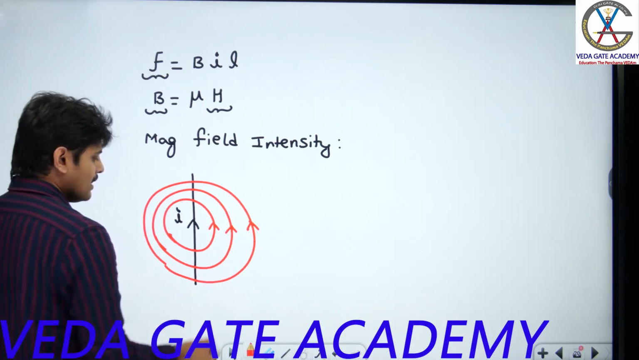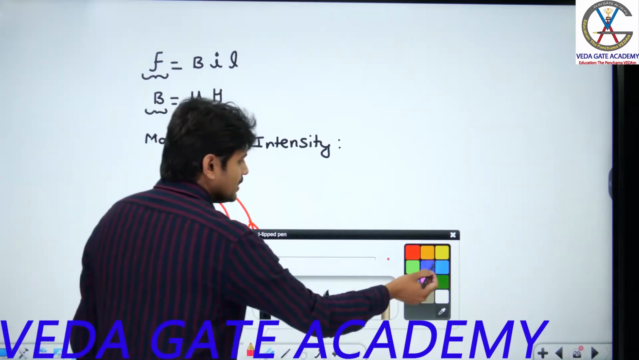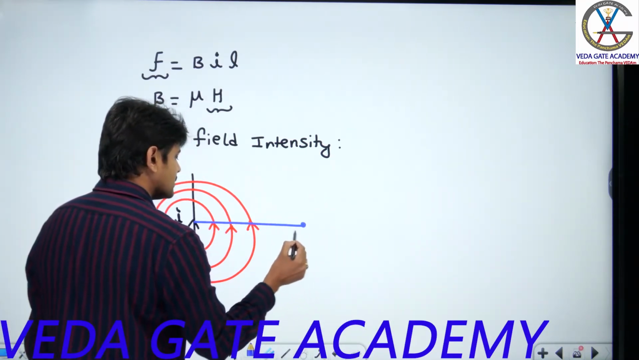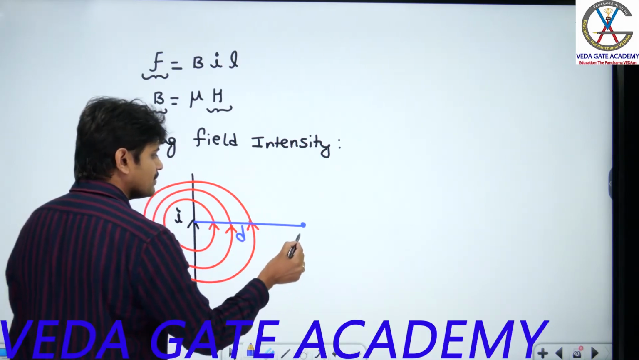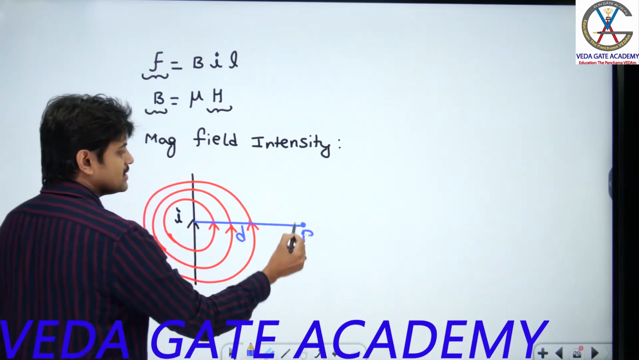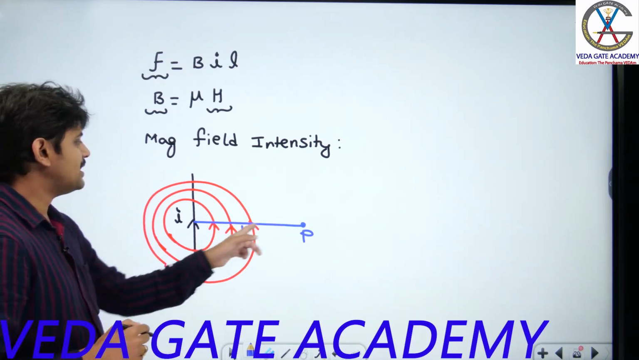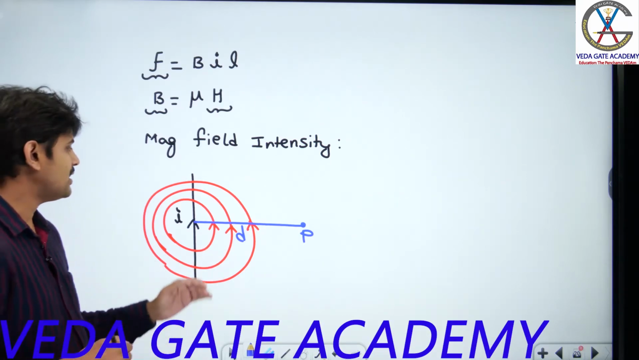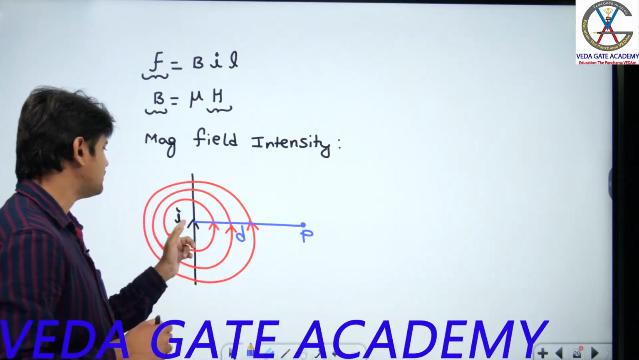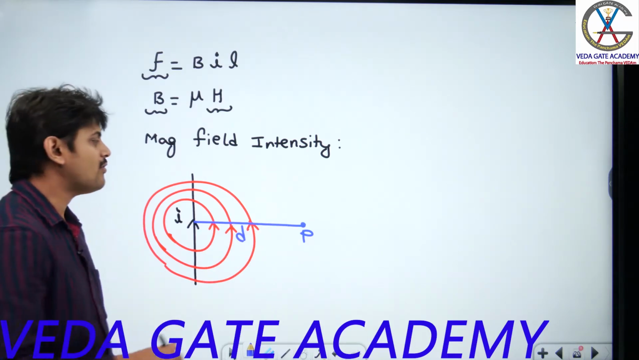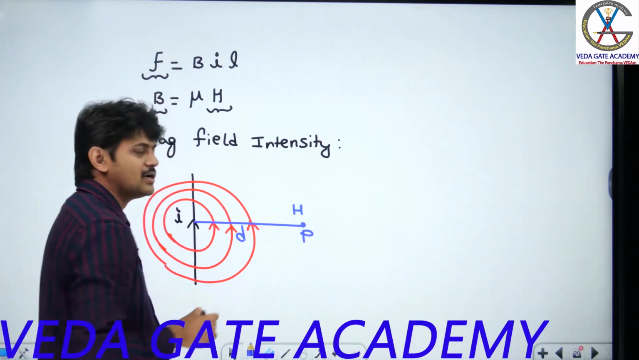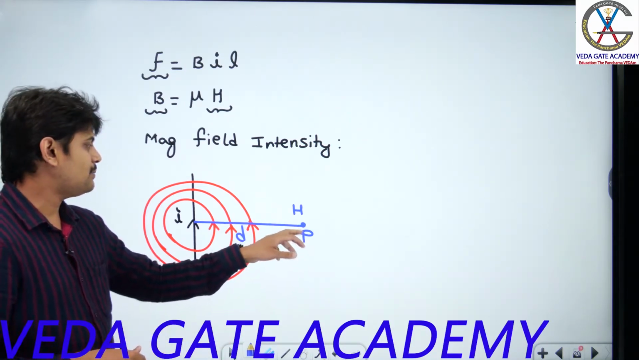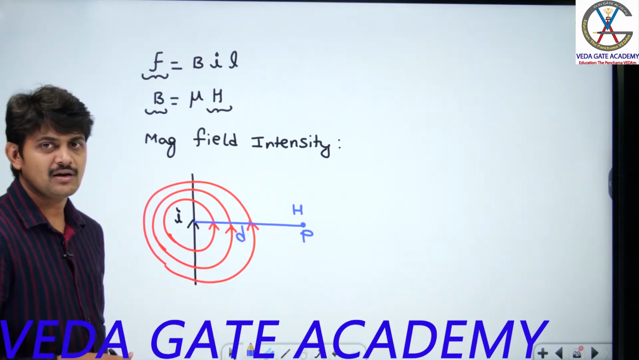Yes or no? Now, I am considering some point P, which is d meters away from this particular conductor. Here d is nothing but the perpendicular distance, or right-angle distance, between the conductor and point P. Now our interest is to determine the magnetic field intensity at this point P, which is d meters away from this conductor.